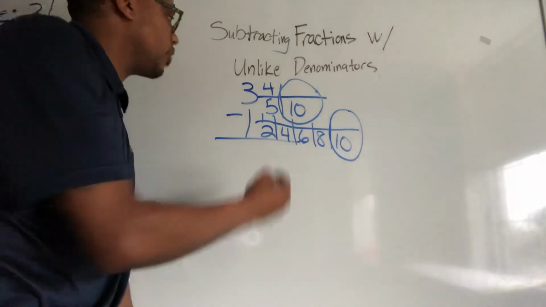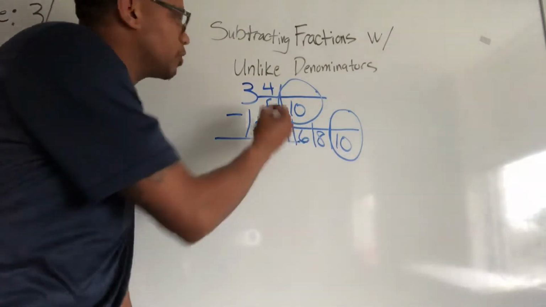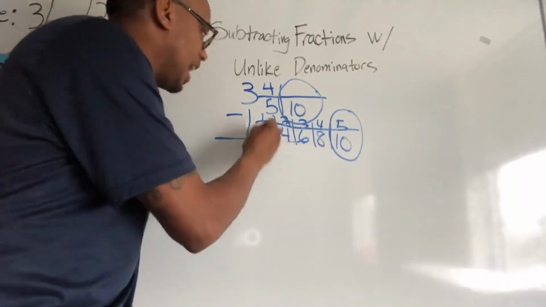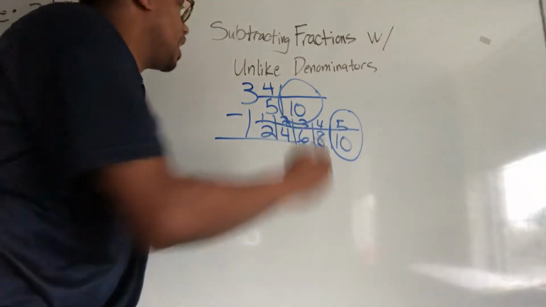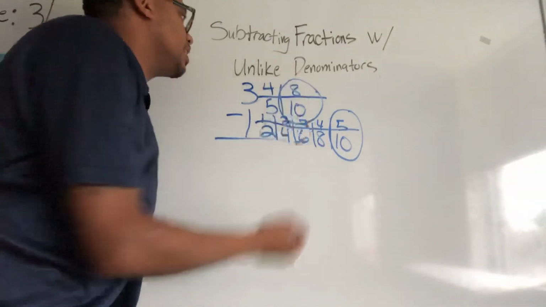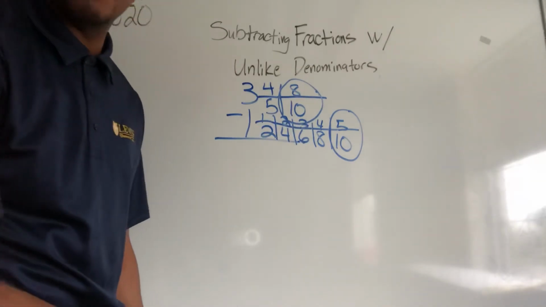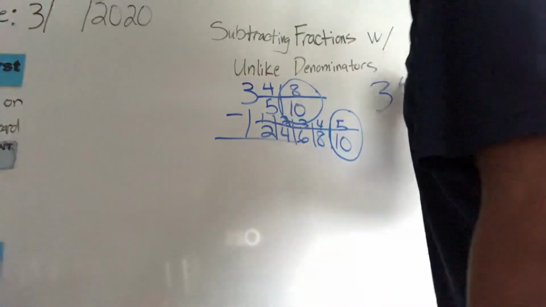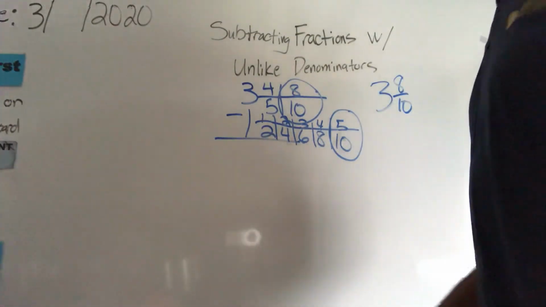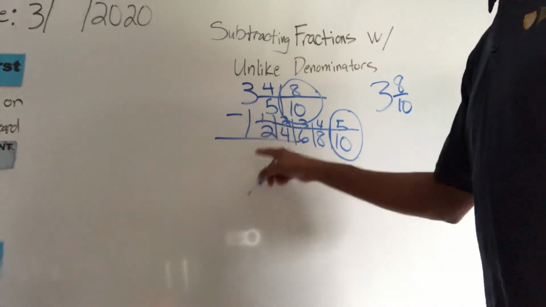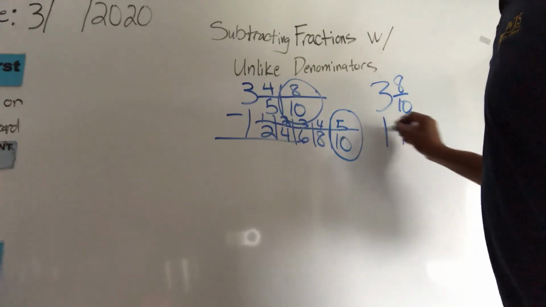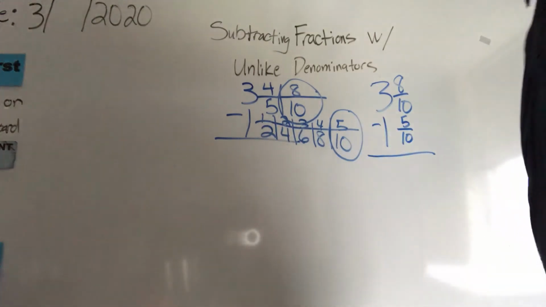Right? So now I just skip count my numerators. 1, 2, 3, 4, 5. 1/2 is 5/10. And 4 plus 4 is 8. So instead of using 3 4/5, I'm going to use 3 8/10. And instead of using 1 1/2, I'm going to use 1 5/10. Now I can subtract with no problem.